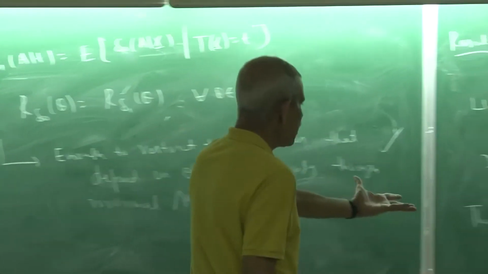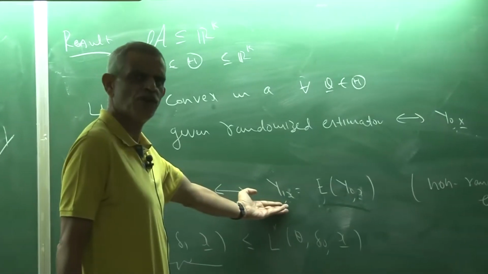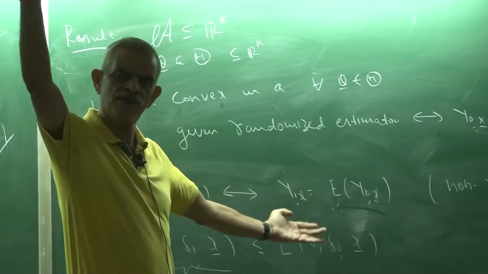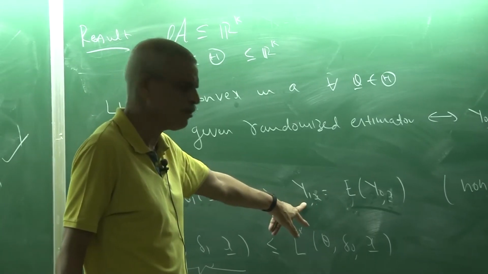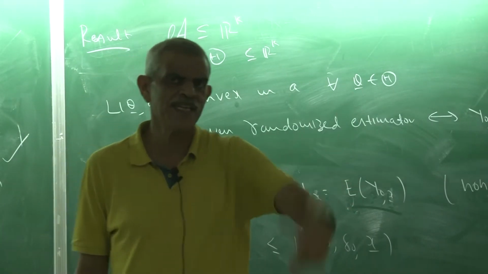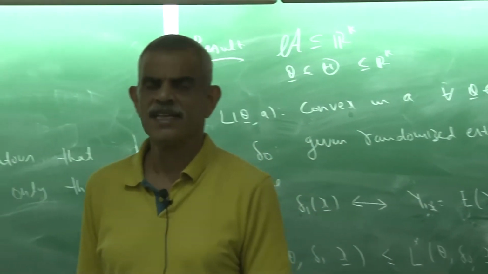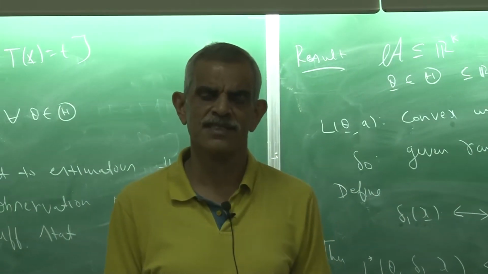And how do you get this delta 1 of x? It's very simple. It says don't go for a randomization at the second stage. Whatever randomization random variable was there, take its mean as your action immediately after observing x.